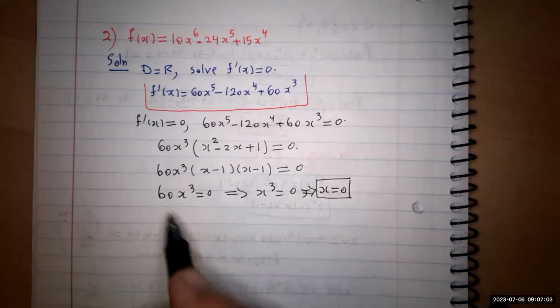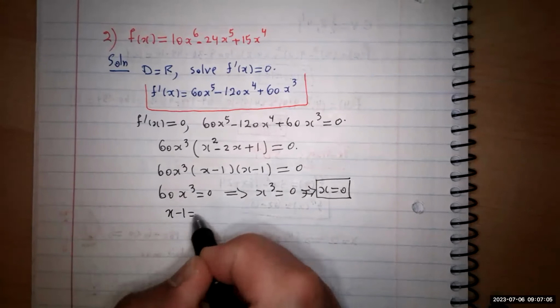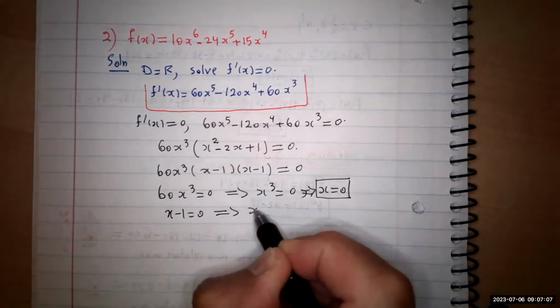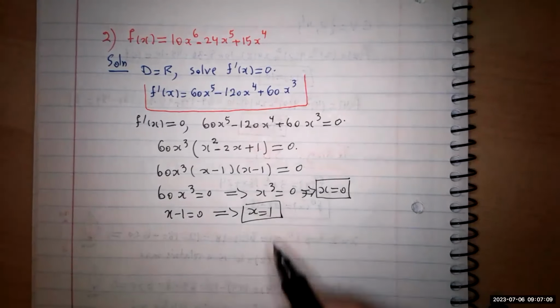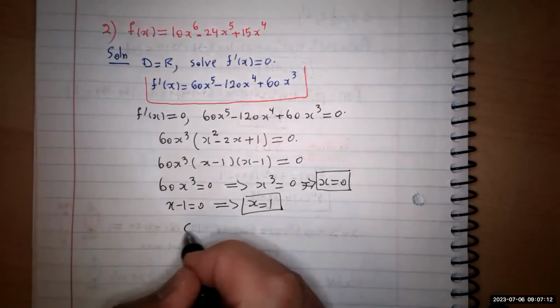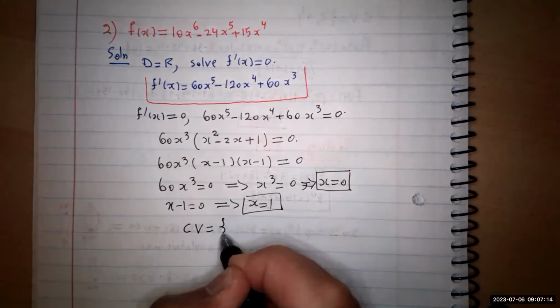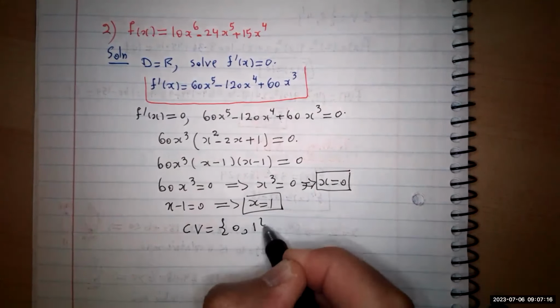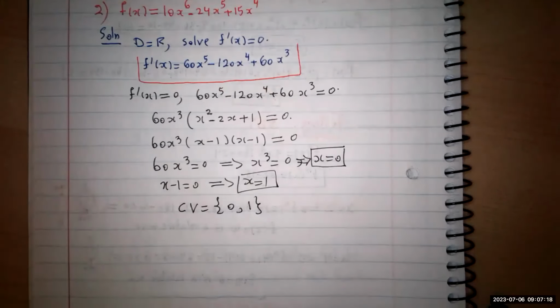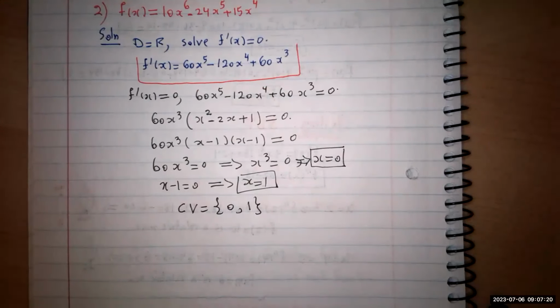Then this would give you only one, a kind of repeated solution, x equal to 1. So we have two critical values. Critical values are going to be 0 and 1. Any question? Now we have to drop them back and then test them.